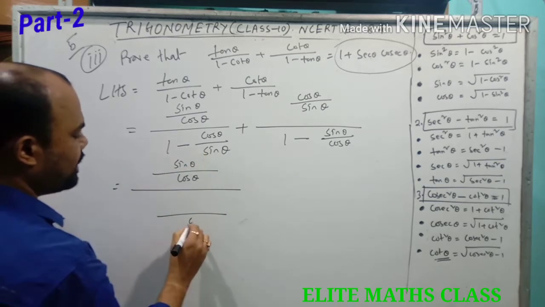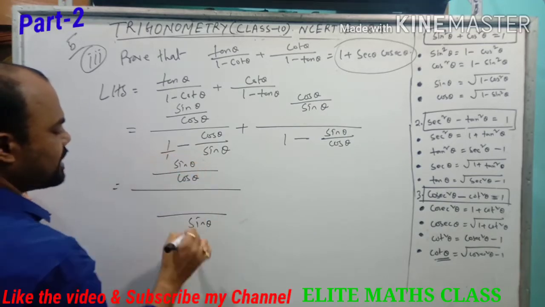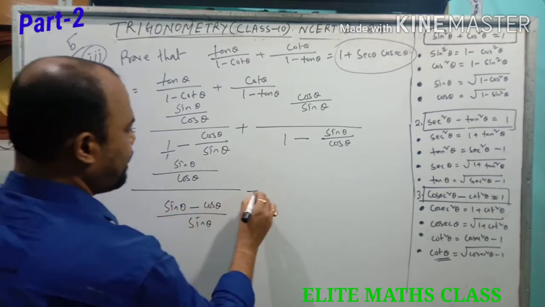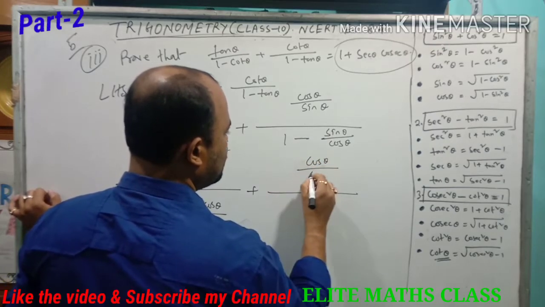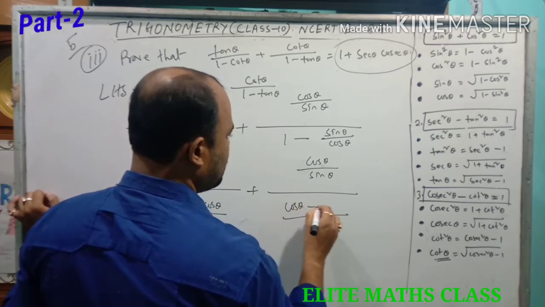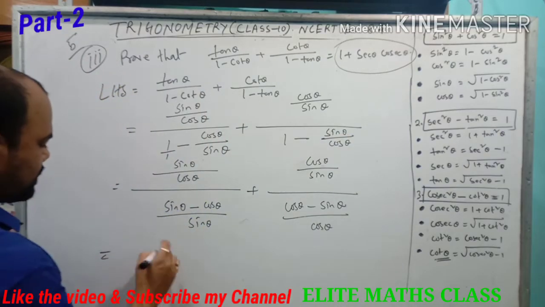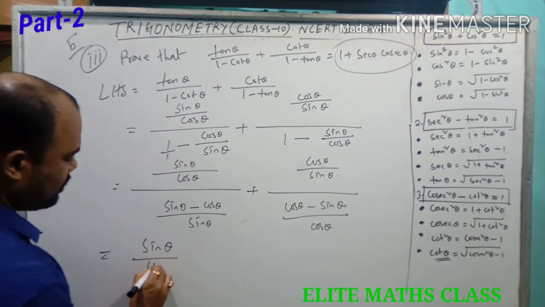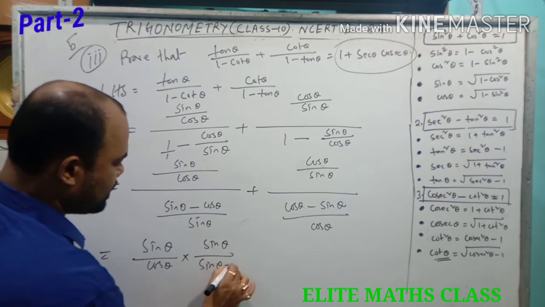In the denominator part, take the LCM. LCM is what? It is 1 by sin theta. So in this part it will be sin theta minus cos theta, plus here it will be cos theta by sin theta. In the denominator part it is cos theta minus sin theta. Clear? Now see this term, sin theta by cos theta into sin theta by sin theta minus cos theta.